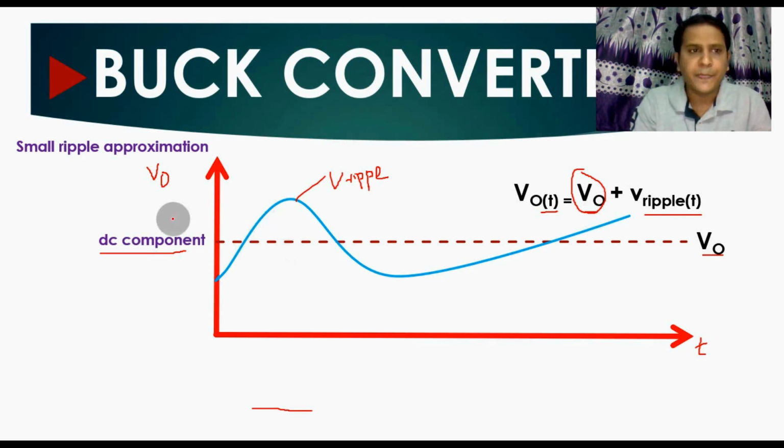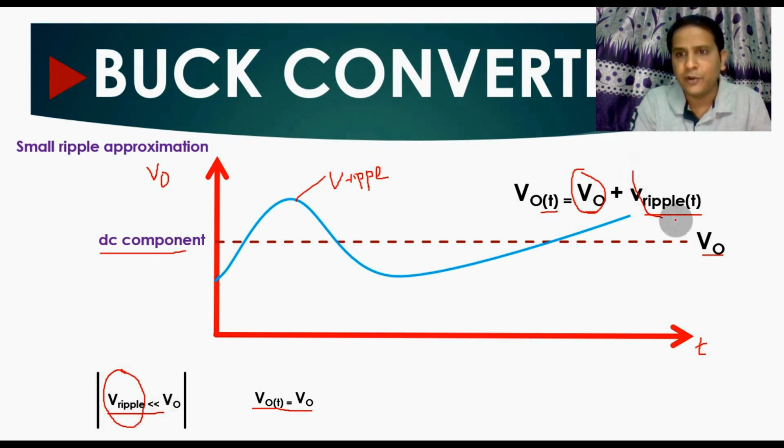Okay, so small ripple approximation says that since V ripple is very much less than V out, you can ignore this term, V ripple. So here you can ignore this term, and your VO(t) equals V output only. So hope you understand what is small ripple approximation and why it is used in buck converter realization or any converter realization. It is very important to understand what is small ripple approximation, right?